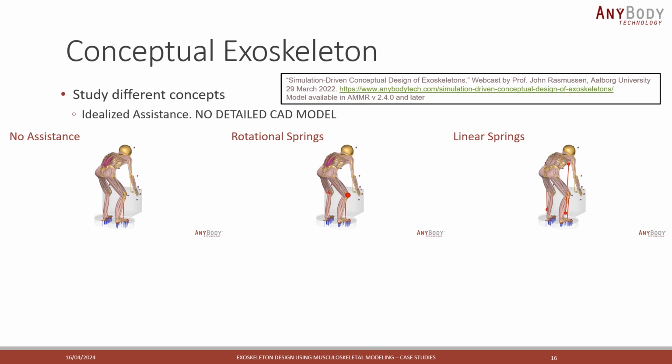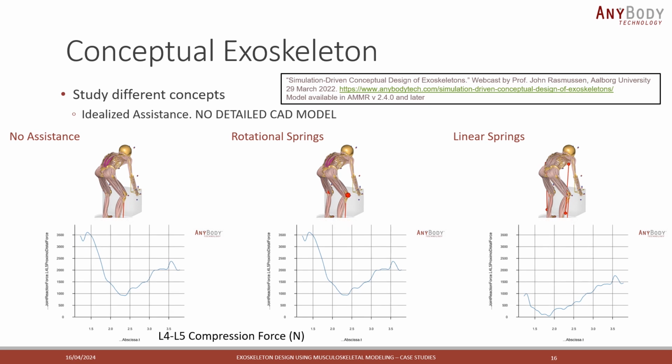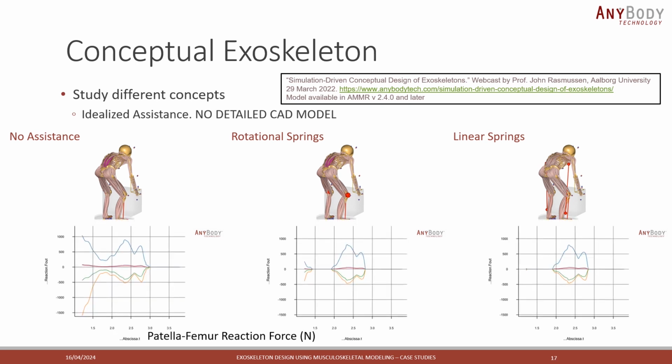When we check the compression force at the lumbar level, we see that the rotational springs at the knee do not change anything at the lumbar level, but the linear springs reduce the lumbar loads a lot. When we look at the patellofemoral reaction, we see that both rotational springs and the linear springs reduce the first part of the patellofemoral reaction by a lot.